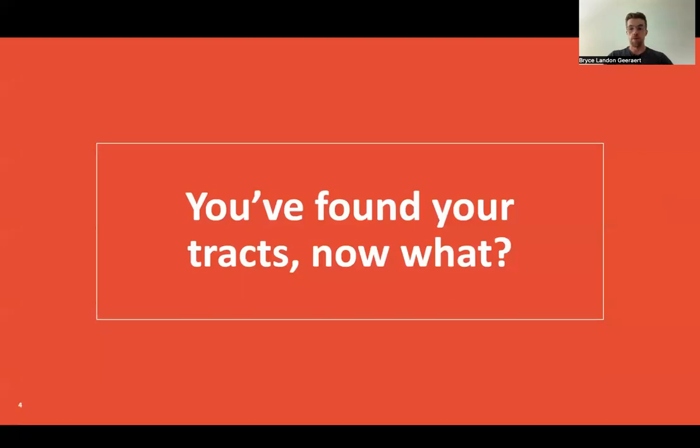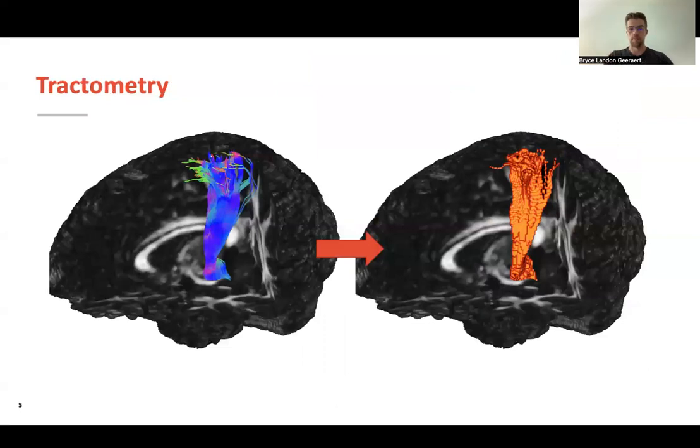So we've found our tracts, we've fitted our diffusion models, we're confident that we're ready to do some analysis. What do we do next? There's a lot of answers to that question. That's probably not a surprise. I'm going to be focusing a lot on whole tract analyses. I think it's a good balance for this presentation to give a broad overview.